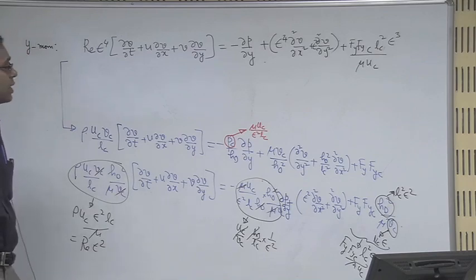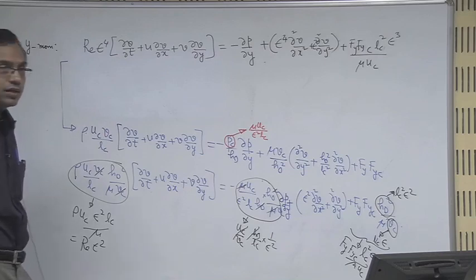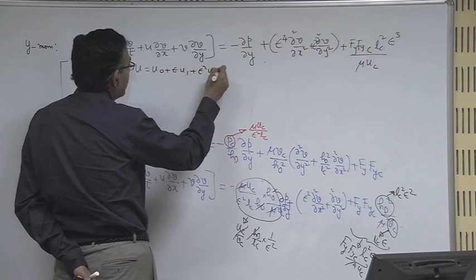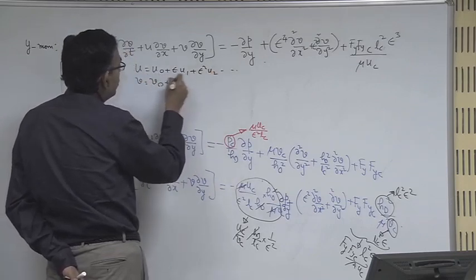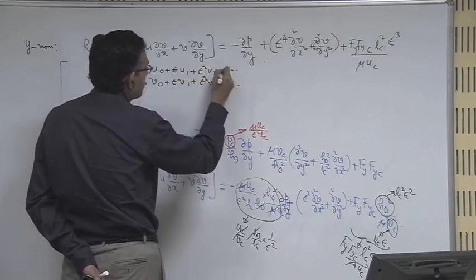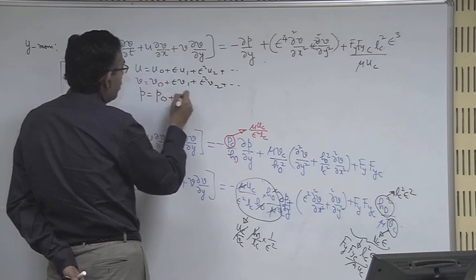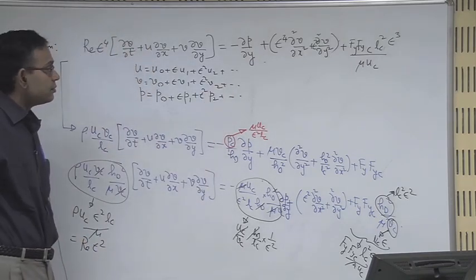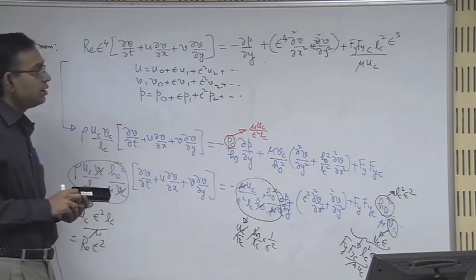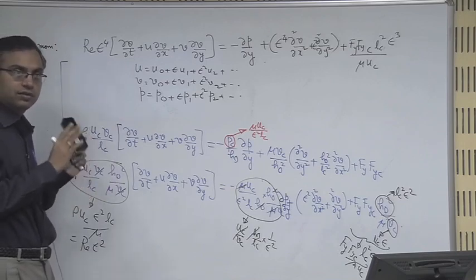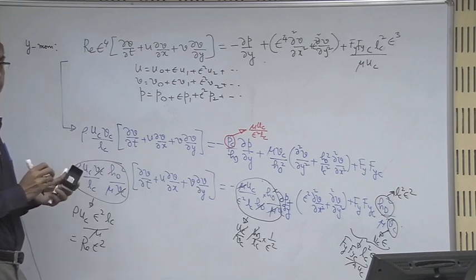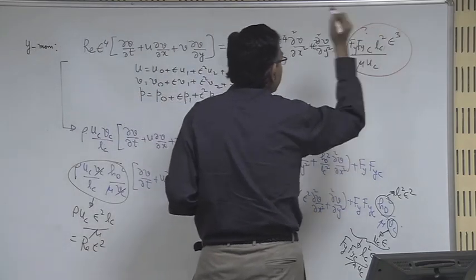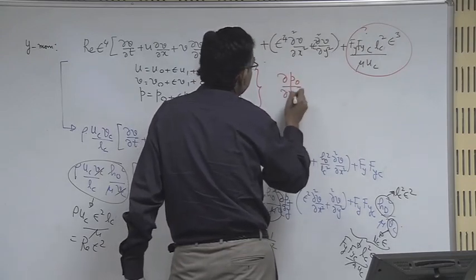Next, we make an asymptotic expansion: u equal to u 0 plus epsilon u 1 plus epsilon square u 2 like that, v equal to v 0 plus epsilon v 1 plus epsilon square v 2 like that, p equal to p 0 plus epsilon p 1 plus epsilon square p 2 like that. If you do that, what will come out as a dominant term? Forget about the body force, keep it separate. Only the pressure gradient term. So, the consequence of this, if you neglect the effect of this term, is simply this one.